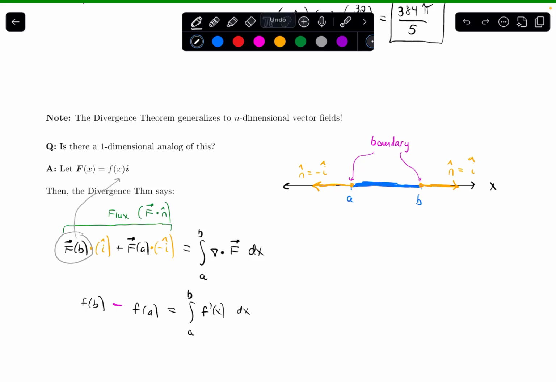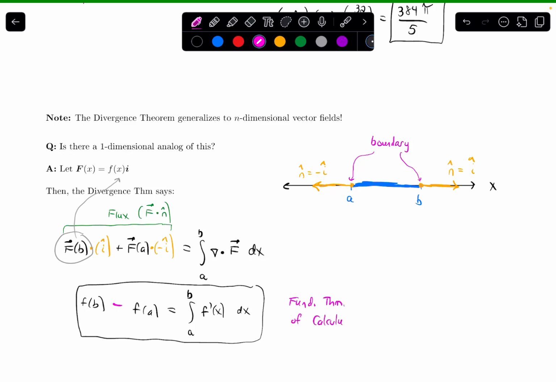So this should look familiar. This right here, that's the fundamental theorem of calculus. Okay, fundamental theorem of calculus. What we've just shown is that it's a special case of the divergence theorem. It's a lower dimensional analog of the divergence theorem and of Green's theorem. And that's part of the power of these theorems. They connect all of these ideas, this idea that I've seen before, with these higher dimensional versions of it.